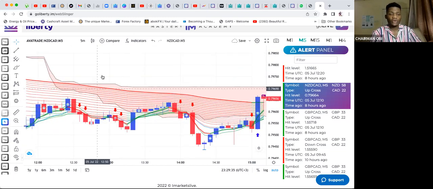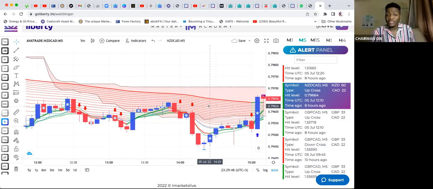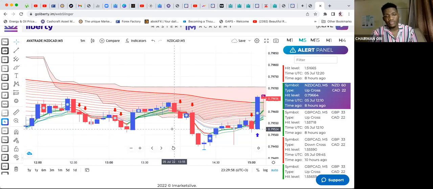The parameters for taking a sell are as beautiful as what you can see here. The red clouds must be above, right? The red web strings must be above as well. And the red candles must be resting above the thick red line. Sometimes it goes even through it, but it must be resting on the thick red line, right?